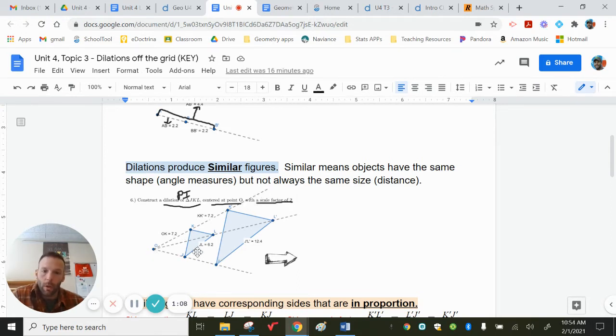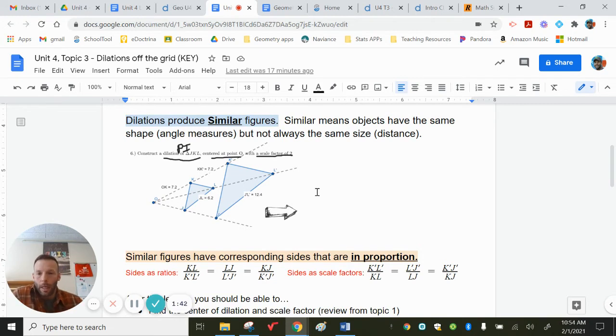So all the corresponding angles are congruent. Angle J is congruent to angle J prime, but the corresponding sides are not equal. The length from J to K is not equal to J prime K prime, but they are proportional to each other. And the proportion is based on the scale factor. For example, the length from J prime to L prime is 12.4, when the length from J to L is 6.2. That's double the length because the scale factor was 2.